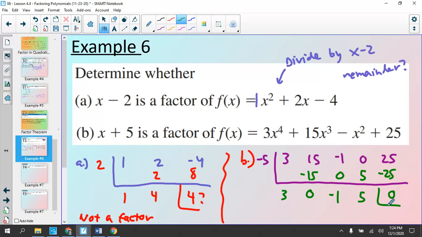All we're really interested in is this right here. Hey, it's 0. Sweet. X plus 5 is a factor. It means that once we divided this by this, it went in there evenly. And we'll take this down the road in the next chapter. We'll take this further. But for right now, that's kind of what we need to be able to do and recognize.